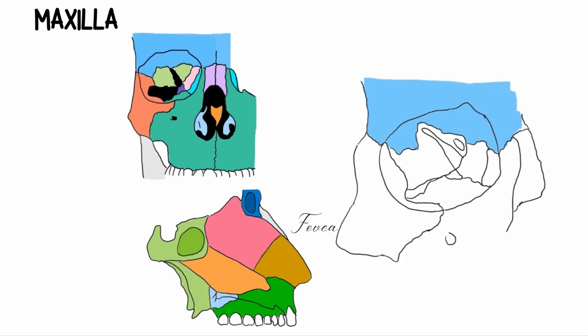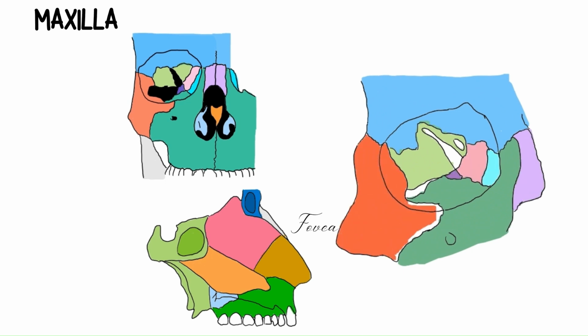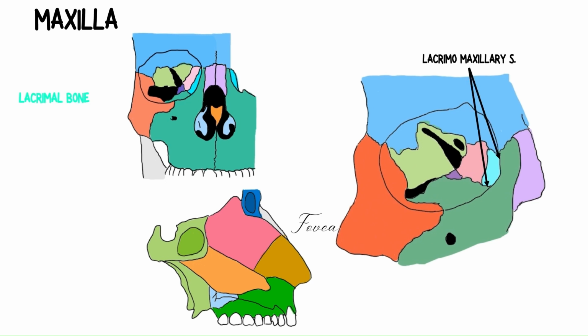The maxilla is a bone of the viscerocranium and relates to almost all the bones that are part of it, including the mandible, to which it joins during mouth closure. With the lacrimal bone via the lacrimal-maxillary suture that contributes to the formation of the lacrimal canaliculi, within which passes the nasolacrimal duct that transmits tears from the lacrimal gland, that we have seen is in the lacrimal fossa of the frontal bone, to the inferior meatus.